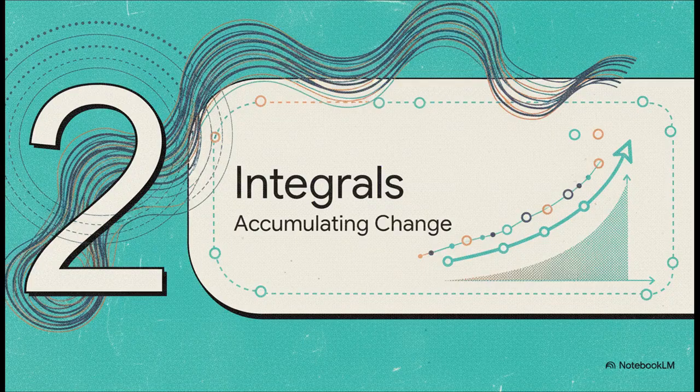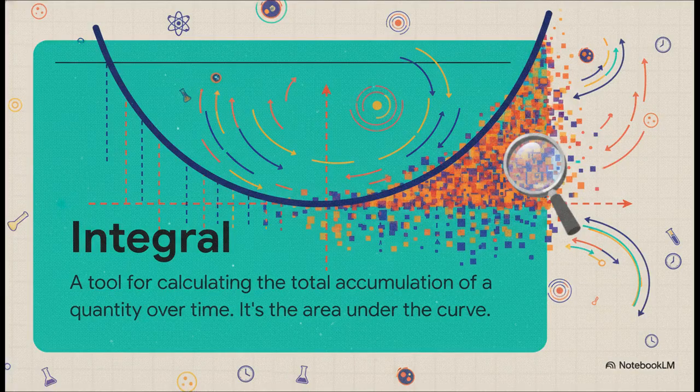So let's move on to our next tool, which kind of builds on the last one. If derivatives are all about one single instant, then integrals are about looking at the entire journey. Exactly. While a derivative takes a snapshot, an integral does the total opposite. It adds up all those little moments over a whole period to give you a grand total. And visually, it's just the area under the curve.